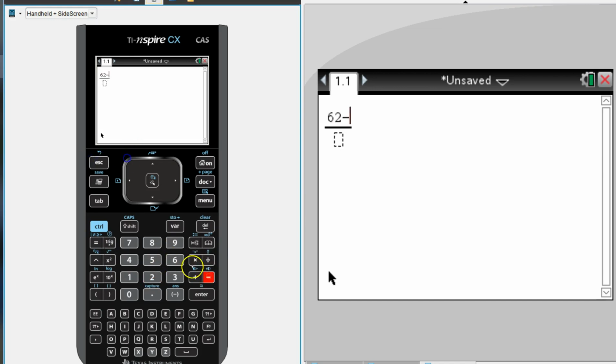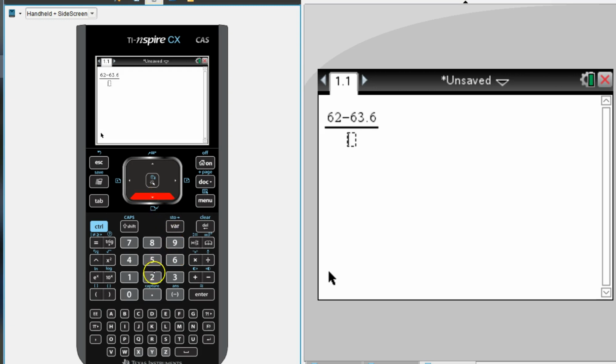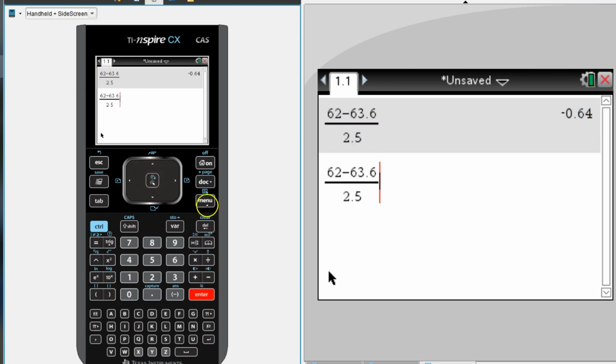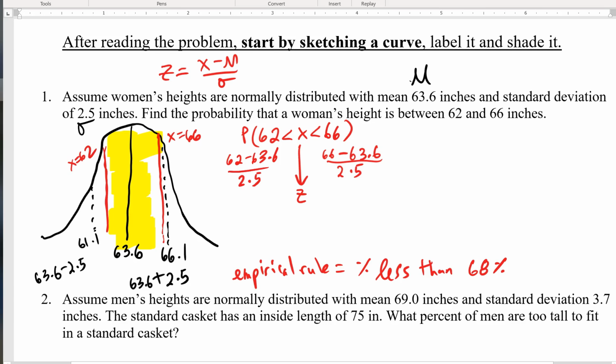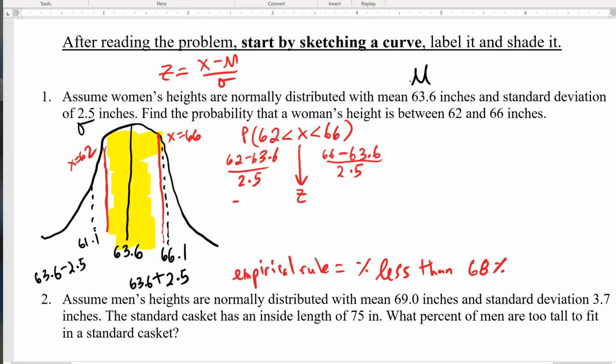So 62 minus, make sure I did that right, 63.6 divided by 2.5. So that would be my lower z-score. And the other one was, I think it was 66. I'll double check. Yep. So 0.96. So basically, we're going between negative 0.64 and 0.96.